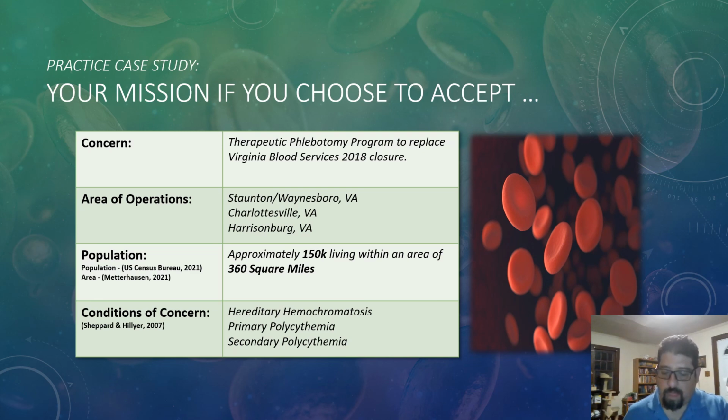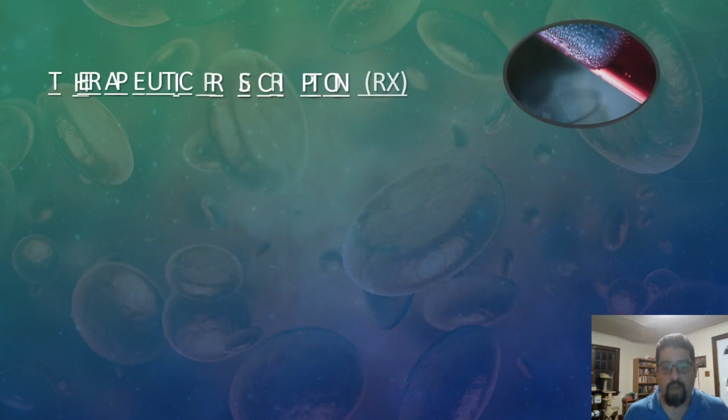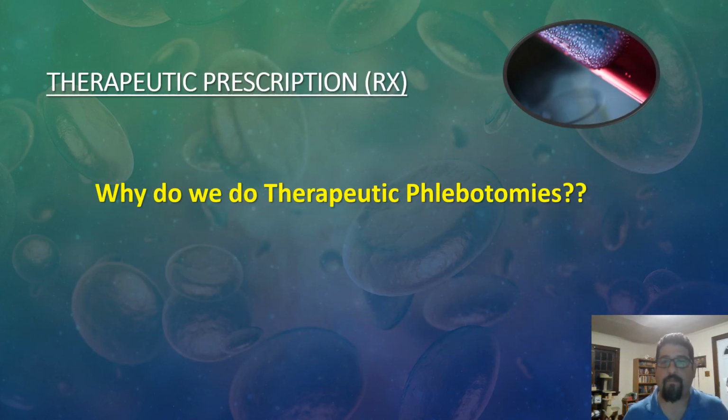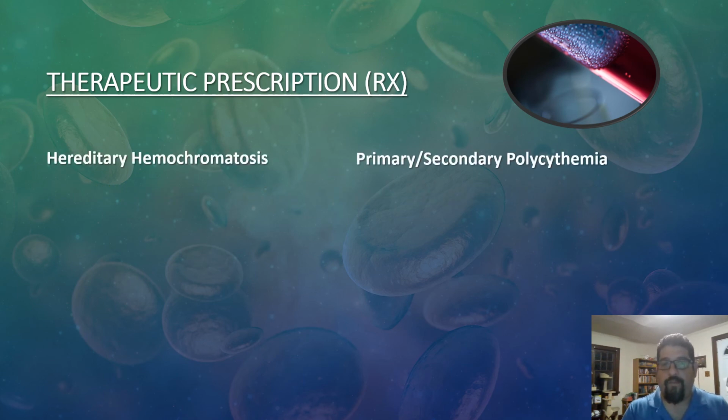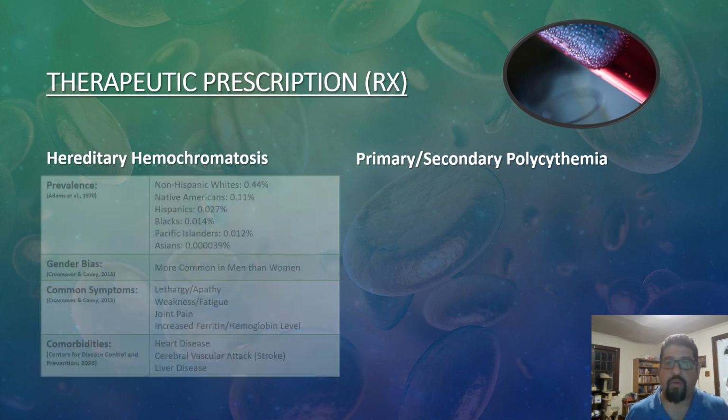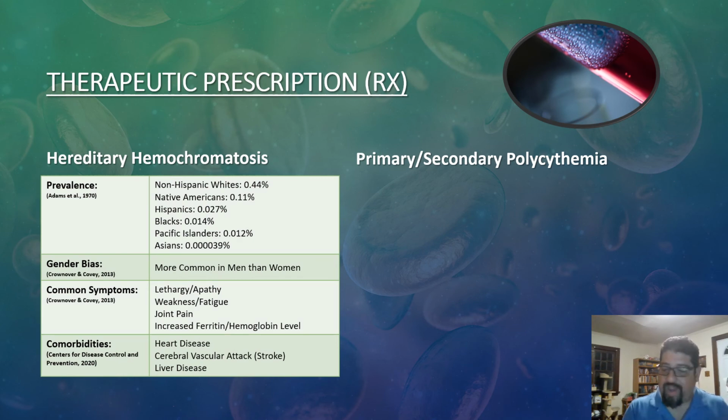So let's go on. What is a therapeutic phlebotomy prescription? Why do we do therapeutic phlebotomies? We've mentioned two conditions already, and both of them are serious, and both of them require therapeutic phlebotomy to treat. The first is hereditary hemochromatosis, the second was primary, and the third was secondary polycythemia vera. So first we're going to look at hemochromatosis and its characteristics.